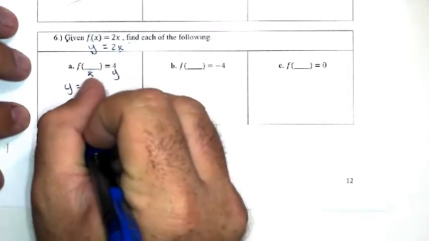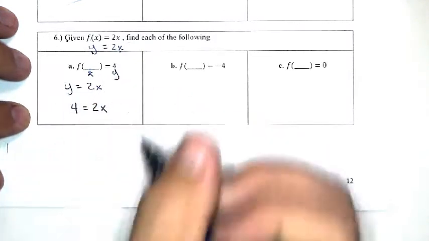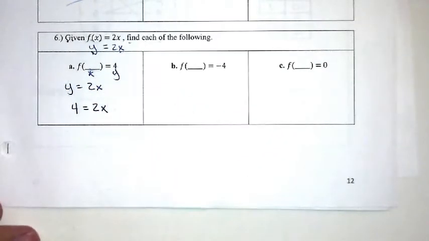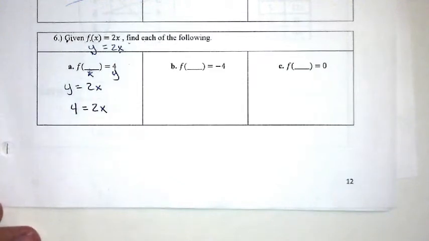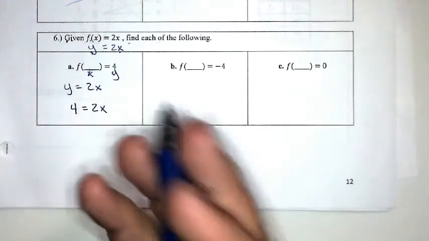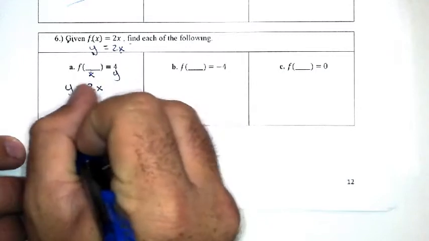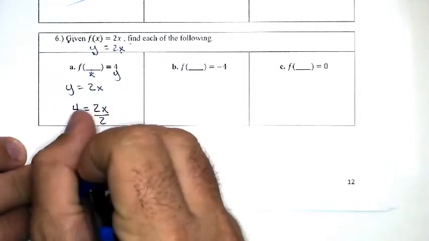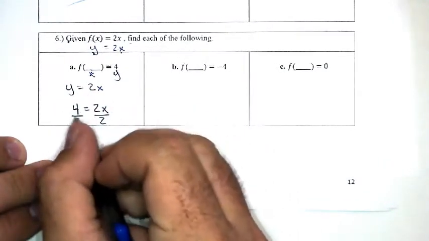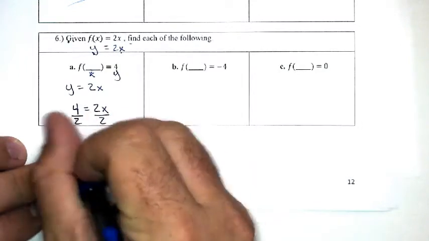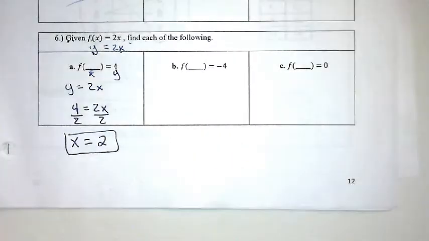So I divide by 2 to both sides, to where x now equals 4 divided by 2, which is 2, and that's my answer. So what we're saying is when x is 2, y is 4.